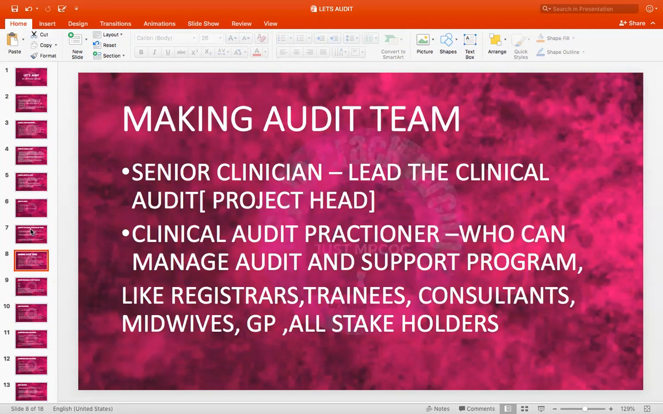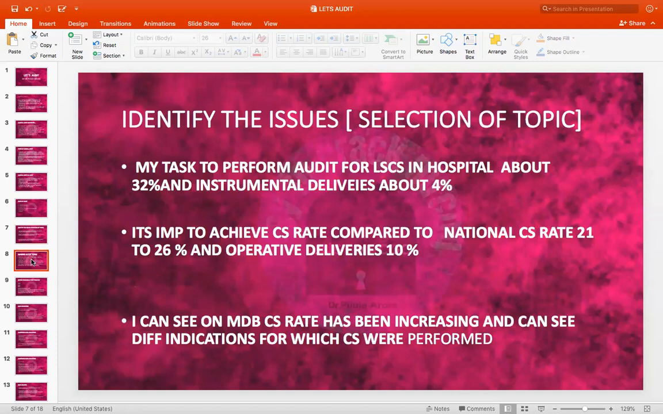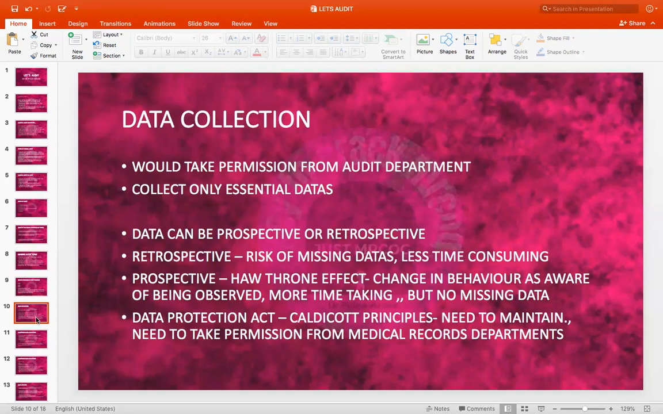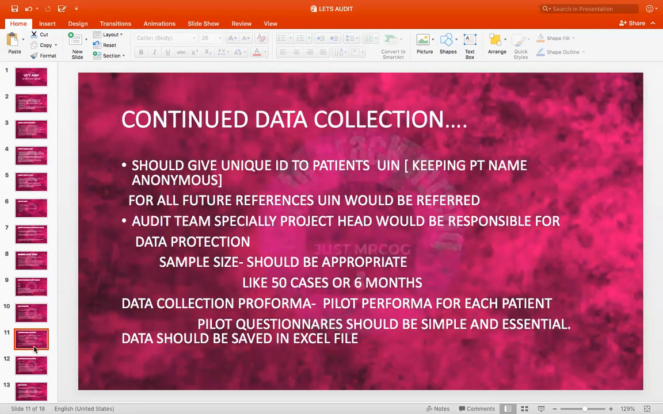So how many steps we have covered? First, identifying the issue. Second, making the audit team. Third, define the standard best practice. Fourth is data collection. Next is the continued data collection. As I told you, data collection is the biggest step. Should give unique ID to patient. We call it as UIN, keeping patient name anonymous. Again, this is a buzzword. What? Give unique ID. That is UIN, keeping patient name anonymous.